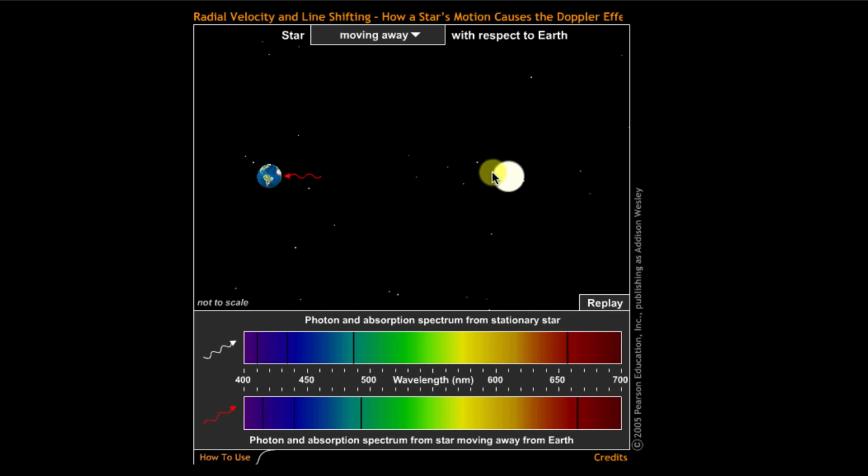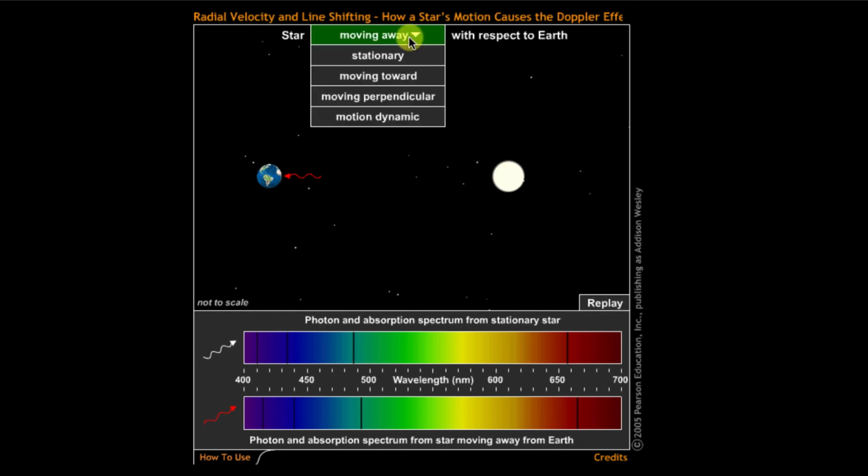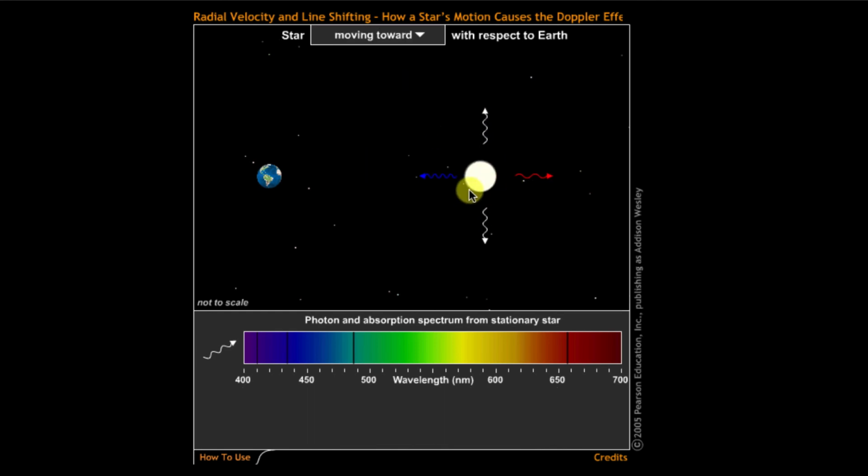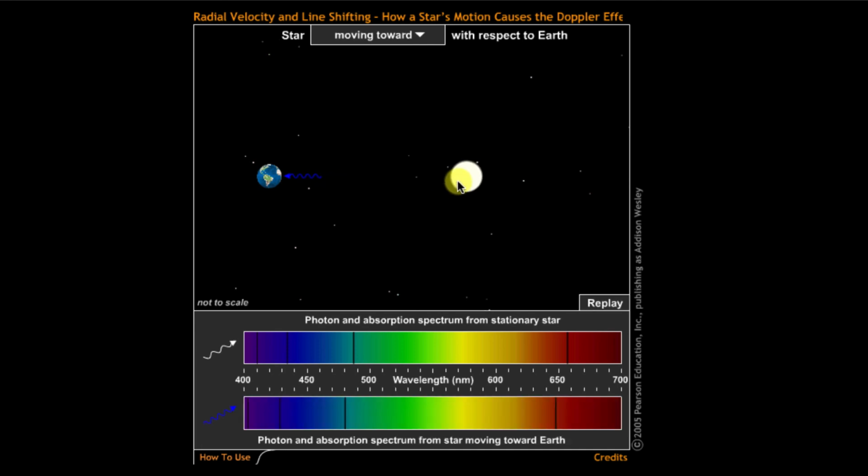So if the star is rotating and just a part of the star is moving away from us, the light from that part of the star will get redshifted. If the star is moving toward us, the light gets blue shifted. The light looks a little more blue. And so again, if the star is actually rotating, part of the surface is actually moving toward us, so light coming from that part will actually get blue shifted.